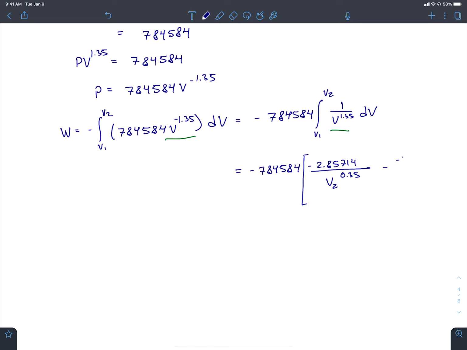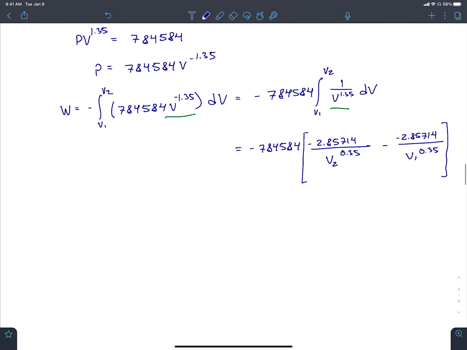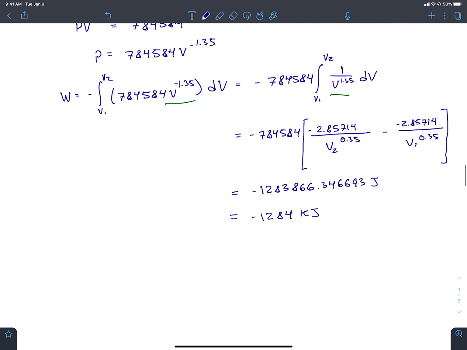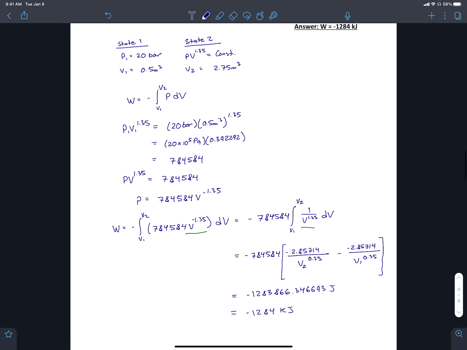For this also, I'll be honest, I used my calculator, which did this for me. I haven't done integrals in a long time, but I trust that this is correct because Wolfram Alpha also gave me this answer. Anyway, so you get negative 12866.34669 joules, and we don't like those significant figures, so just to simplify, this is 1,284 kilojoules.